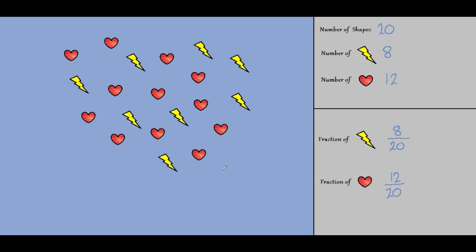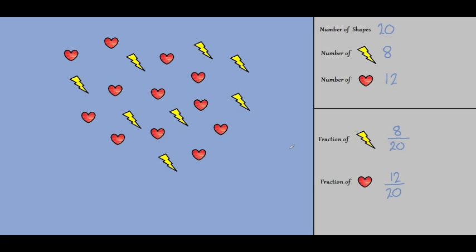Now what I want to do is try and simplify this fraction. So at the moment this fraction says that if I pick up all 20 of these shapes, 8 of them will be lightning bolts. But it's just too hard to pick up all 20. I mean, they're really heavy. So I want to try and split it up into smaller groups.